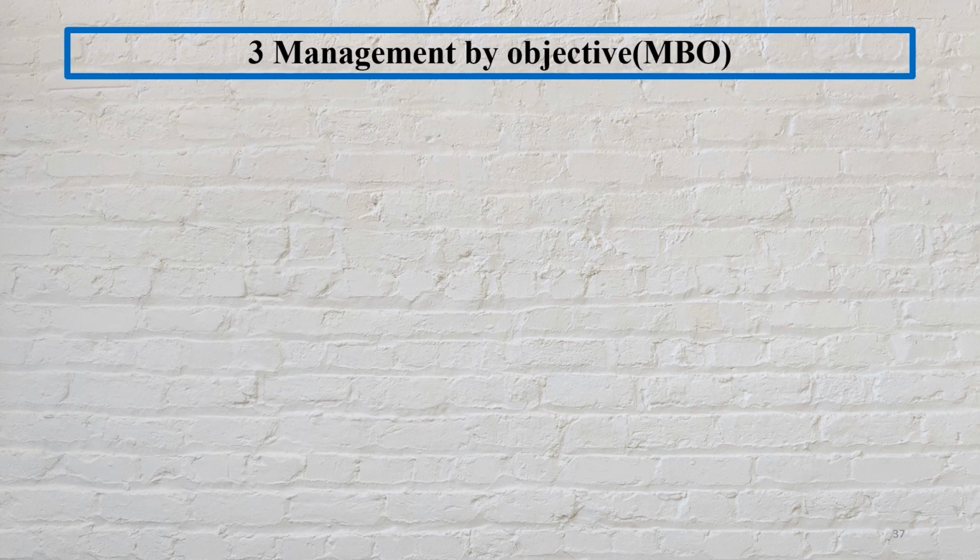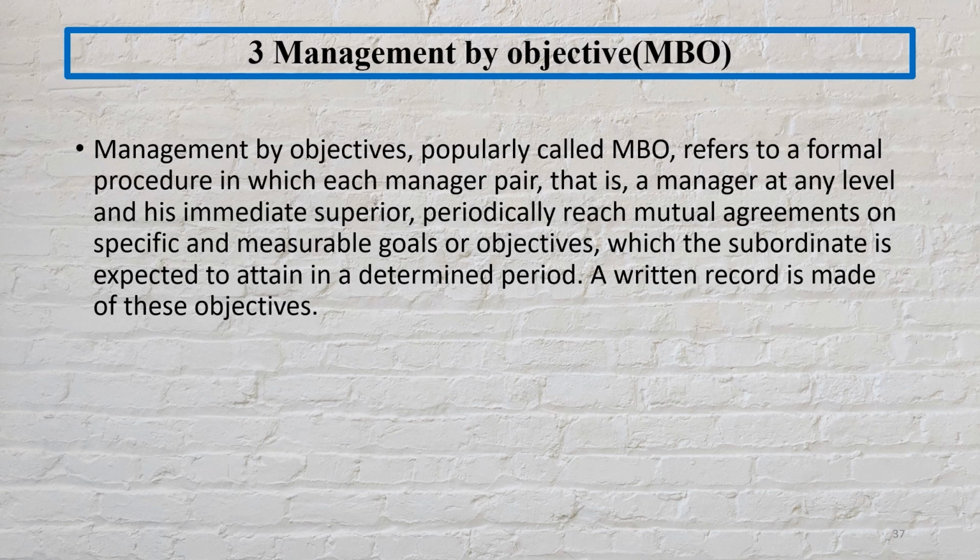So, we are coming to the third technique for control. This is management by objectives, in short form called MBO. Management by objective, popularly called MBO, refers to a formal procedure in which each manager pair, that is a manager at any level and his immediate superior, periodically reach mutual agreements on specific and measurable goals or objectives which the subordinate is expected to attain in a determined period. A written record is made of these objectives.